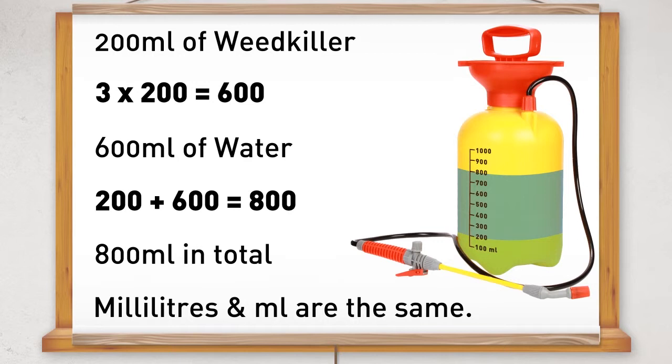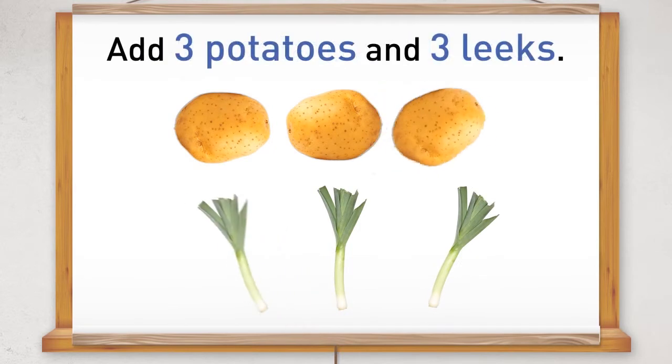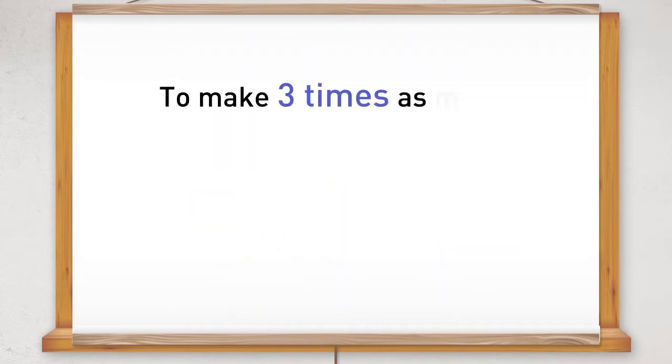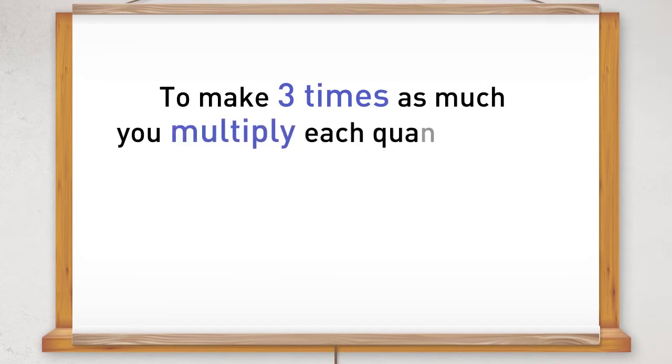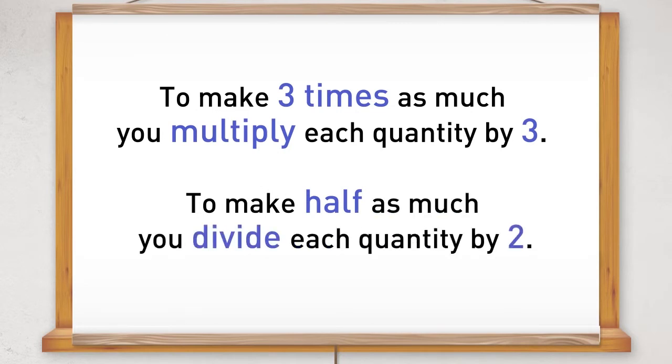It's the same thing. Sometimes instructions give the amount of each ingredient rather than using parts. If you need more or less of the mixture, then you need to increase or decrease the quantity of each ingredient in proportion. For example, to make 3 times as much, you multiply each quantity by 3. To make half as much, you divide each quantity by 2.